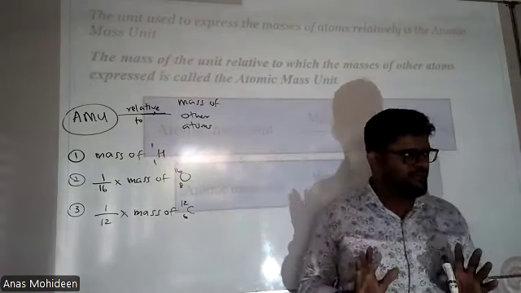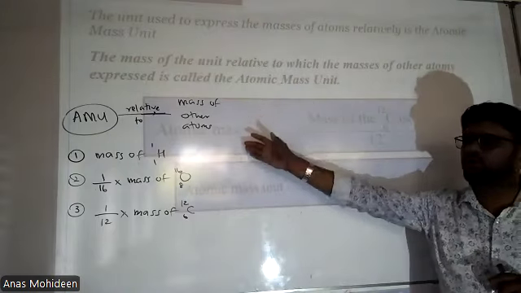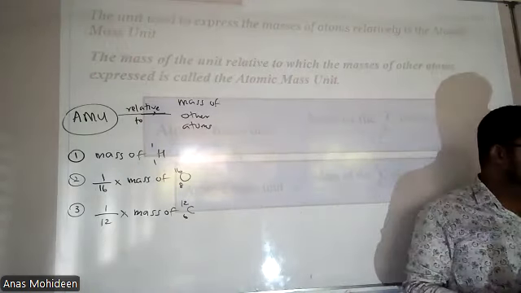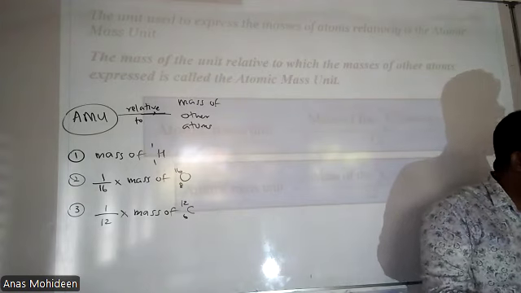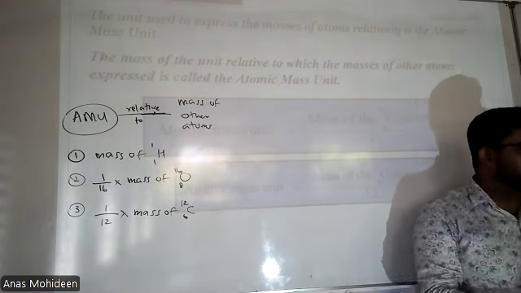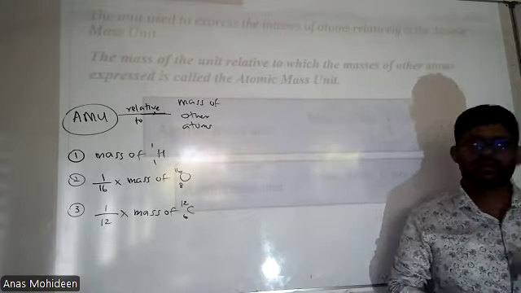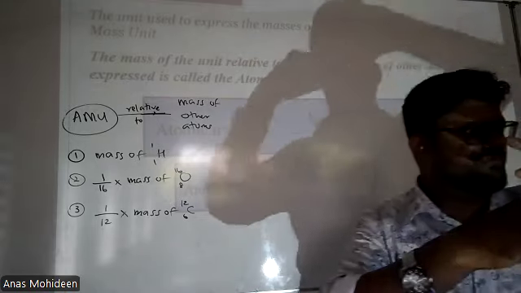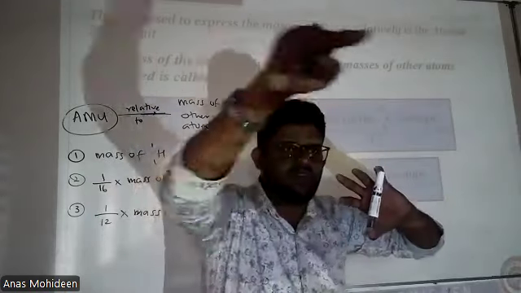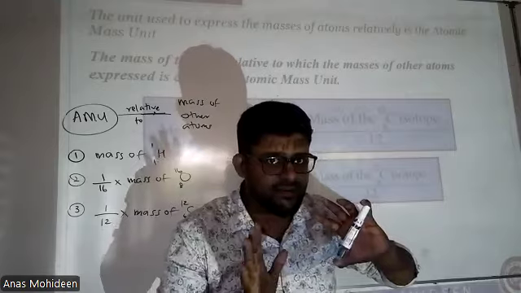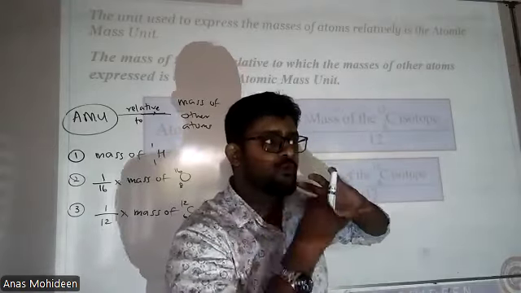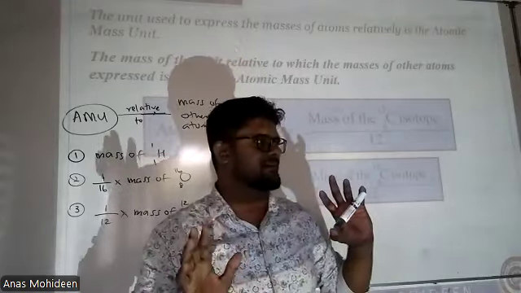I'll explain that once again. So you see here, this is how we initiated the AMU, the atomic mass unit. It is the mass of the unit relative to whom the masses of others are measured. You understand that? Mass of the marker, relative to which the mass of others are measured. For example.